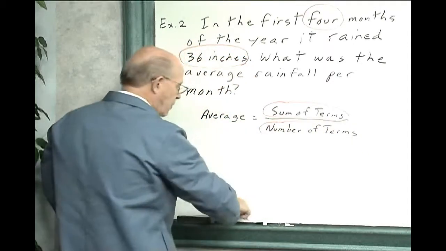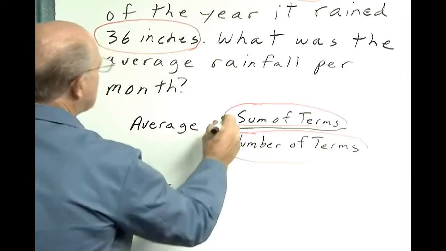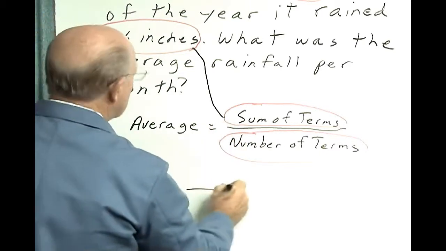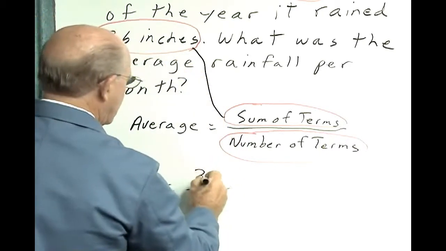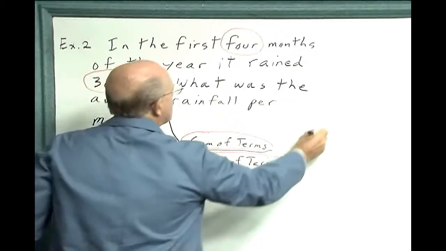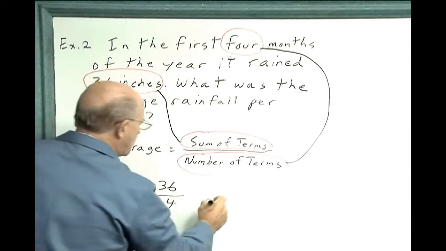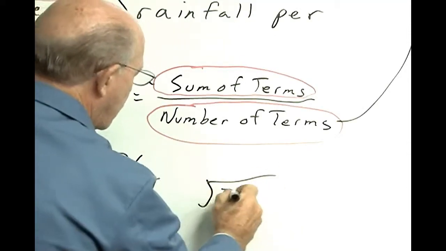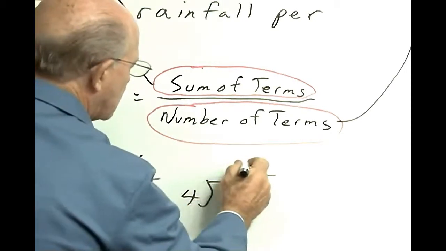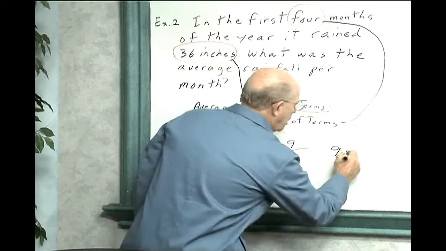All right, so A equals, remember the sum of the terms was this here, and that was 36. And the number of terms is this here, that's 4. So we just have to divide 36 by 4, and that equals 9. So the average rainfall per month is 9 inches.